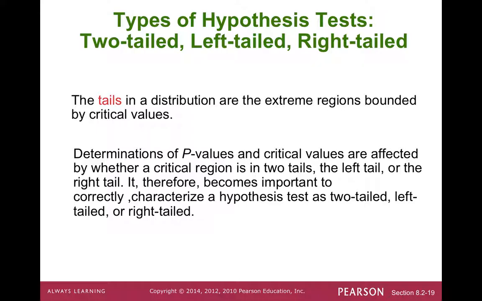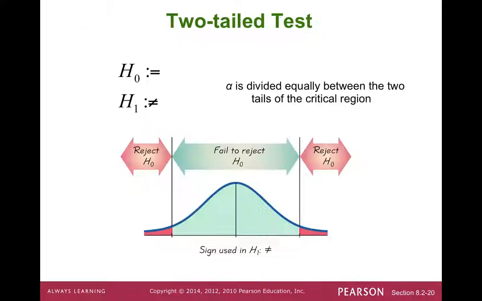And so it's important that we understand whether a test is two-tailed, left-tailed, or right-tailed. So let me show you what I mean by that. So this would be a two-tailed test. In this case, our null would be equal to something, and our alternative would be not equal to something. And that critical value would be basically split into two different regions. So you'd have a region up here and a region down here.